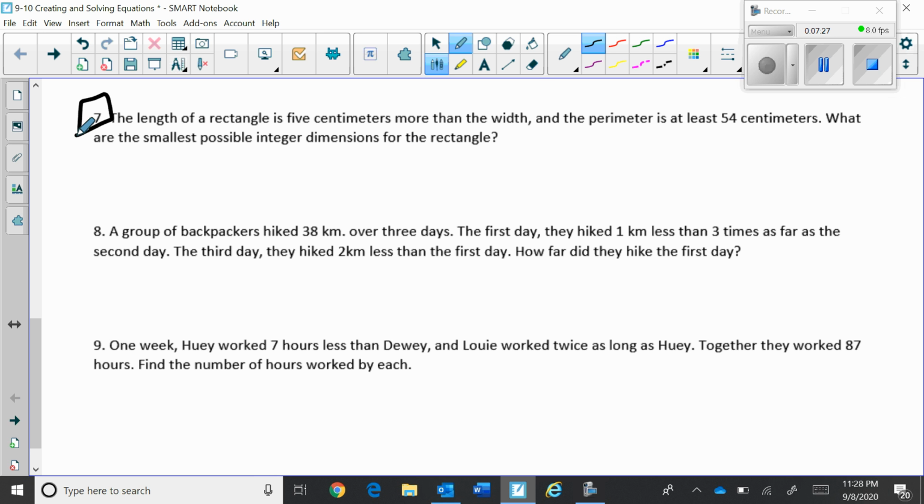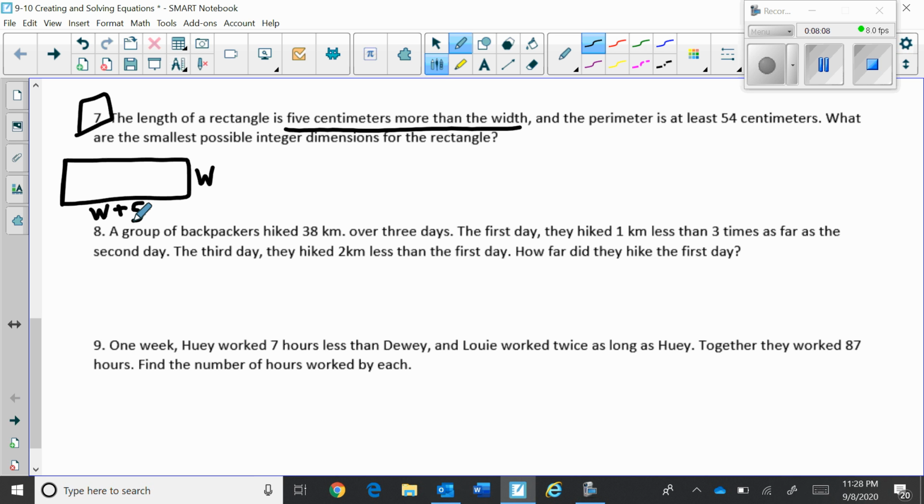All right, it says the length of a rectangle is 5 centimeters more than the width. The perimeter is at least 54 centimeters. What are the smallest possible integer dimensions for the rectangle? All right, y'all know me at this point. Y'all know I am a visual person. So here's my rectangle. It says the length of the rectangle is 5 centimeters more than the width. So I'm going to label my width as W because that's going to be constant. And the length is 5 centimeters more than the width, so we could do width plus 5. All right, so I've labeled my rectangle.